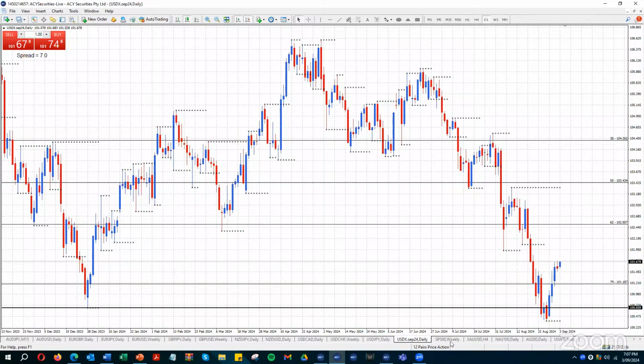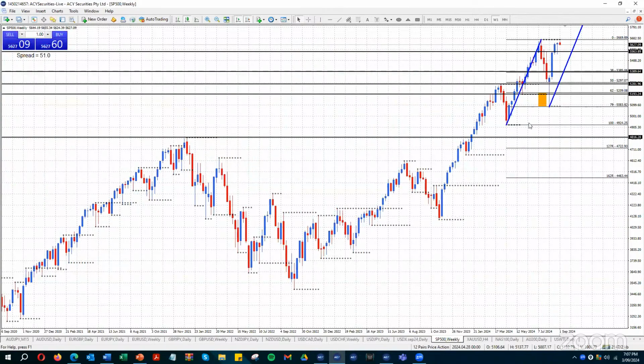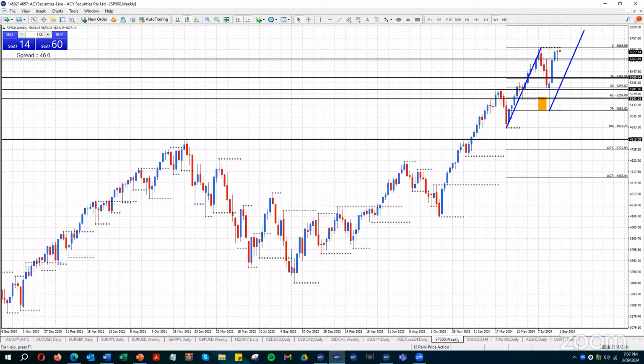All right, let's get into the S&P 500. This is how I mapped it out before I had a week away. And we're almost testing the high. This is the weekly chart on the S&P 500. We're almost testing the high, all-time high, after getting support down here at the 62.79% area of this range.